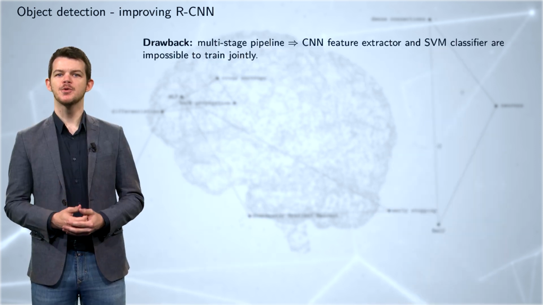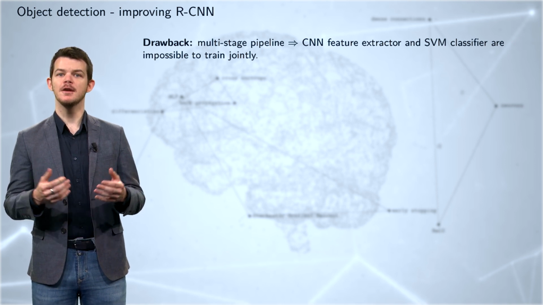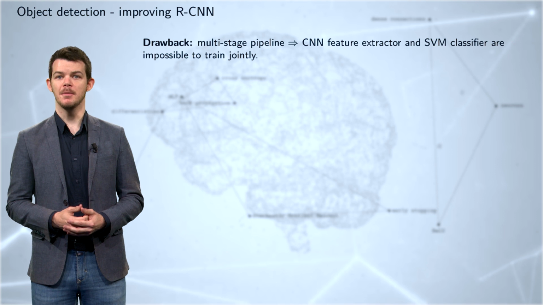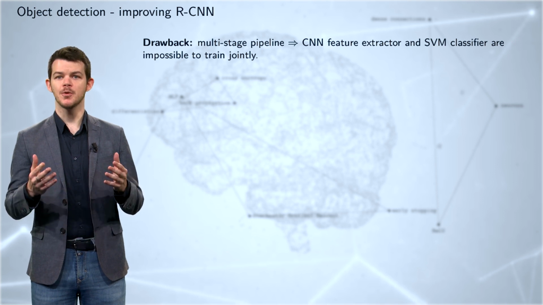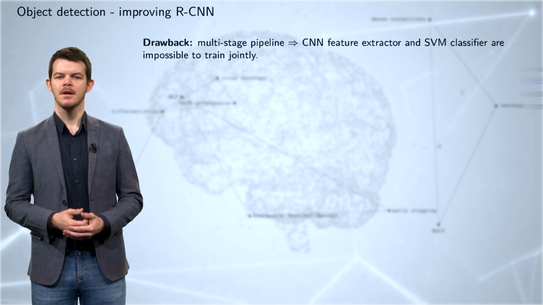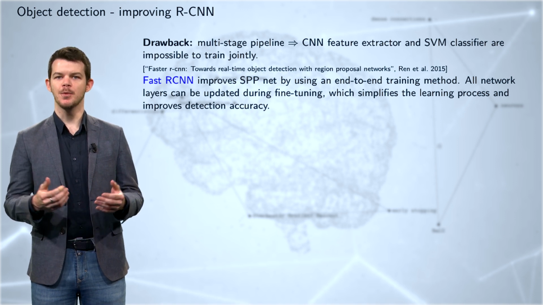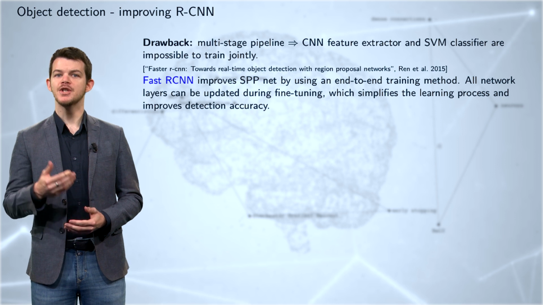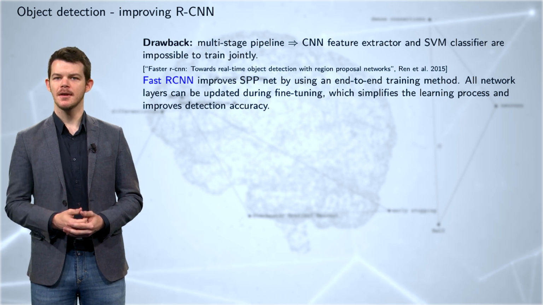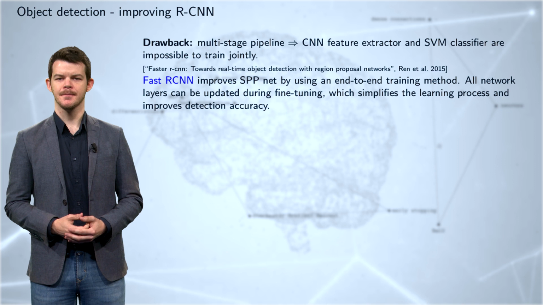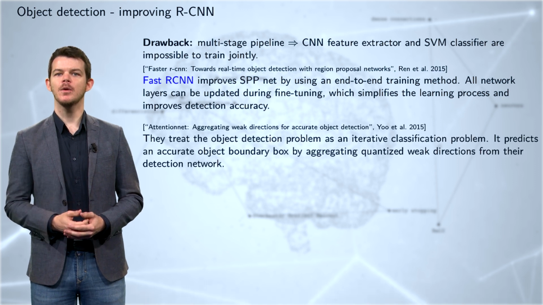We mentioned a major drawback of RCNN, which is a multi-stage pipeline, because the CNN feature extractor and the SVM classifier are impossible to train jointly. Faster RCNN uses an end-to-end training method. All network layers can be updated during fine-tuning, region proposals, and final classifier, which improves the learning process and the overall accuracy. Attention mechanisms can also be used to improve the accuracy of such networks.